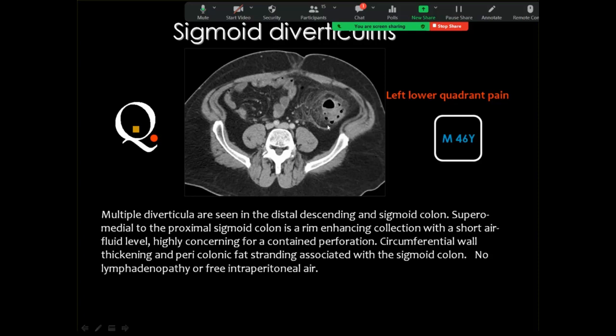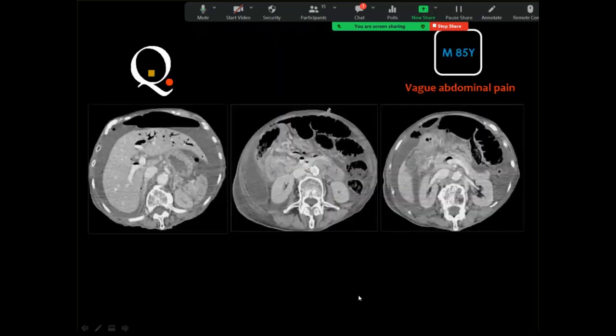And sometimes, if you reach the level of the bladder, you may see air inside the urinary bladder in some cases. Next case is a male, 85 years old, with vague abdominal pain.